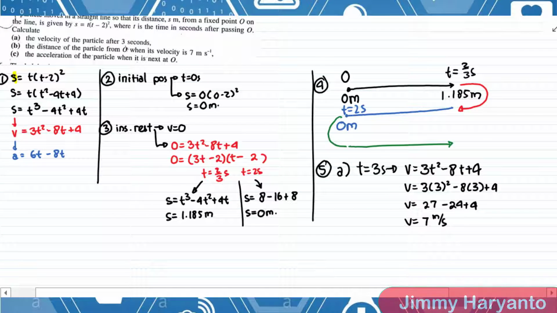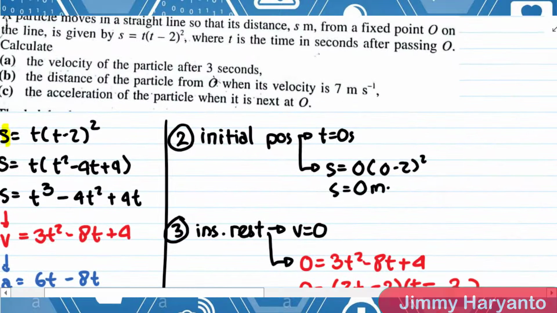Okay, next is B, the distance of the particle from O when the velocity is 7 meters per second. Okay, so we already know that the velocity will be 7 meters per second after 3 seconds, right? So for question B, you can change the question a little bit like this.